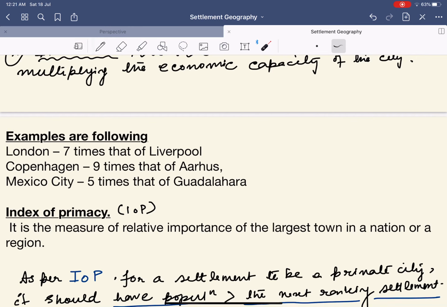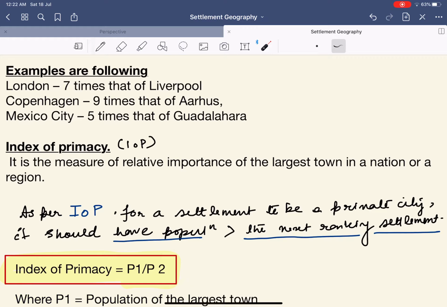Simple. Let us understand some of the examples. We have London. London is 7 times bigger than Liverpool. Both London and Liverpool are cities of the United Kingdom. Again, we have Copenhagen, which is 9 times more than Aarhus. Again, we have Mexico City, which is 5 times greater than Guadalajara.